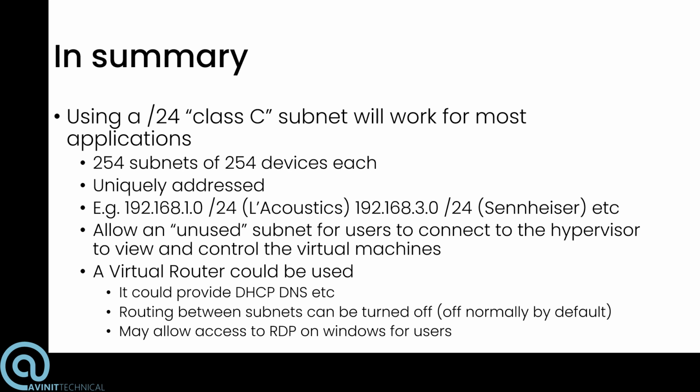We could install a virtual router within our hypervisor network. This is how my home network's implemented. I have a software-based router. It's very, very powerful. I can manage multiple subnets. It can do routing between different subnets, and we can turn that off. In fact, on most software routers I've used, it's off by default, and then you have to specifically enable it by allowing firewall rules to allow traffic in and out.